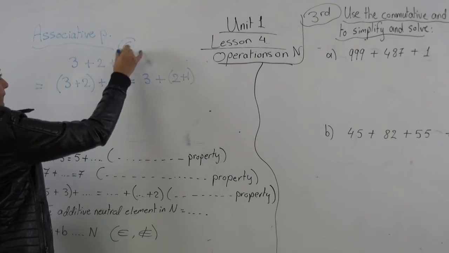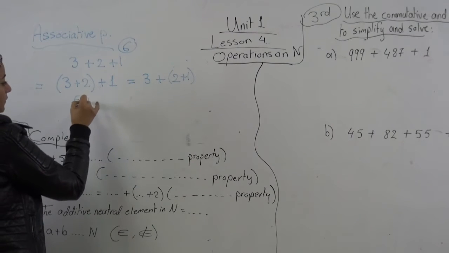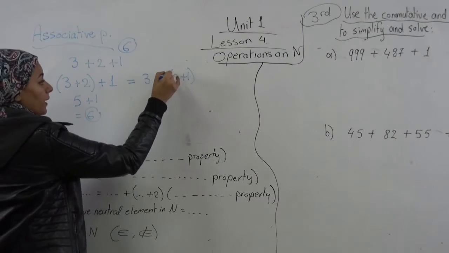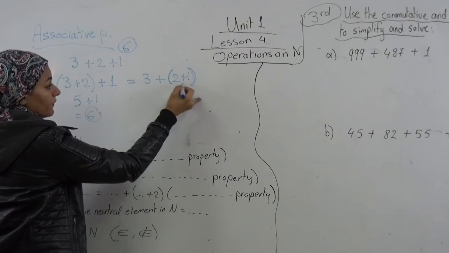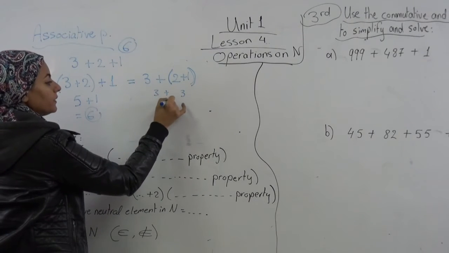This is 6. Let's see. 3 plus 2 is equal to 5, and 5 plus 1 is equal to 6. So it's the same. And here, when we put brackets on two numbers, that means that we are going to solve them first. Let's solve the brackets first. 3 plus 3 will also be equal to 6.